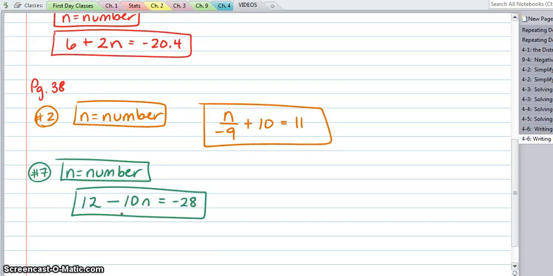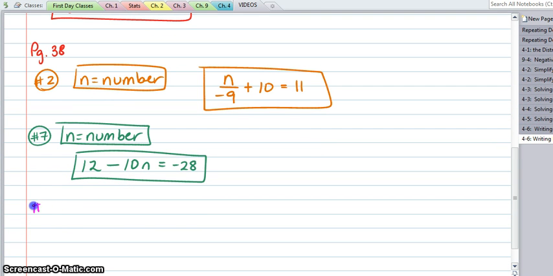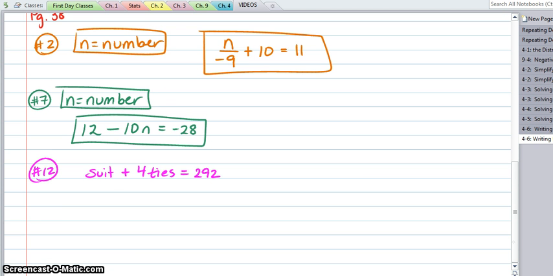Let's take a look at some real-life situations here. So go to the bottom of the page, please, at number 12. Let's check this out. Here we have the total cost of a suit and 4 ties is $292. I'm going to stop there for a moment just so I can write that out. So the total cost of a suit, so total cost means I'm adding, plus 4 ties equals $292. Okay. The suit cost $200. Well, they just gave us that amount, so let's write that in. And then they tell us that each tie cost the same amount. Okay, find the cost of one tie.